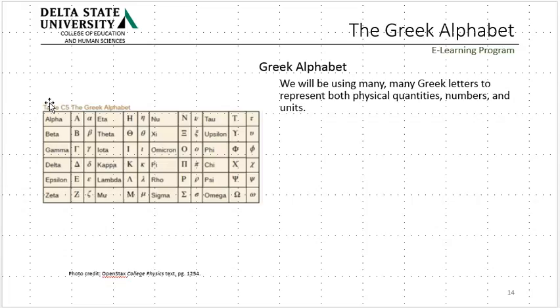Even as it is, we use T for temperature, and we use T for tension, and we use P for pressure and for momentum. So we still end up reusing letters, but the Greek alphabet helps us in terms of getting away from using the same letter over and over and over again.